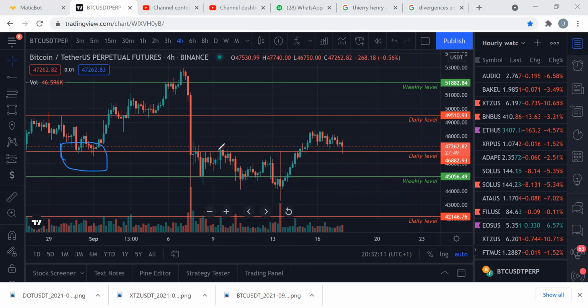price is bouncing off it here, here, and here. Then price is also bouncing off it.